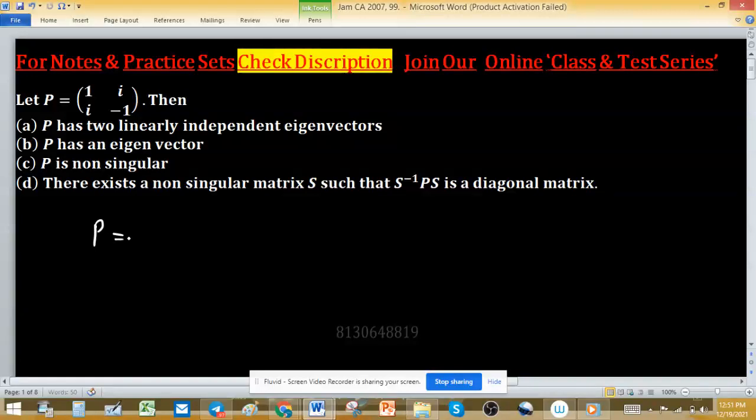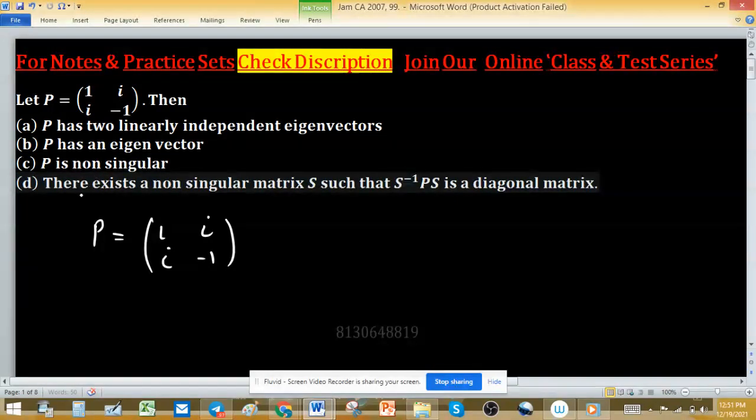Matrix P is equal to [1, iota; iota, -1]. This is a symmetric matrix and we have to check which option is true. Option A says P has two linearly independent eigenvectors. Option B says P has an eigenvector. Option C says P is non-singular. Option D says P is diagonalizable.